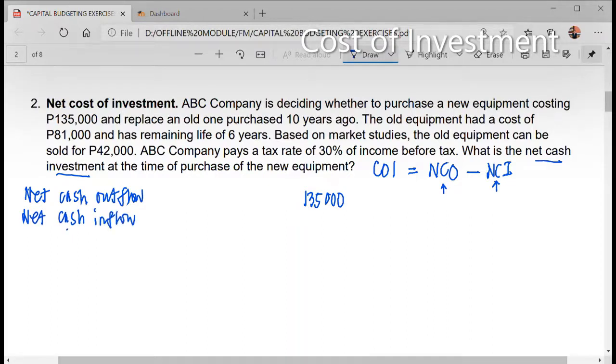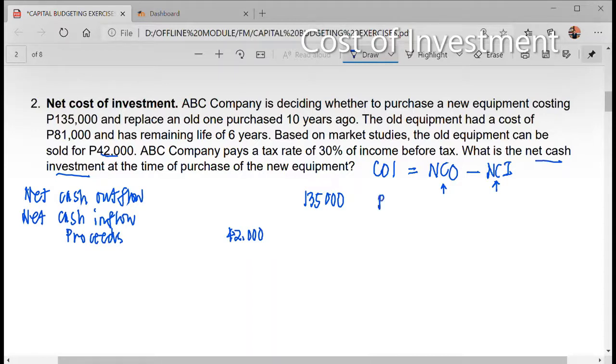You will start with the proceeds. How much are the proceeds from sale? So how much would you get if you sell it? Here, it can be sold for 42,000. And determine if there's a gain or a loss.